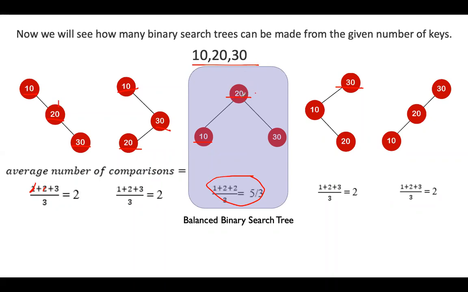And you can see here 20 is greater than 10 and it is less than 30. So this kind of tree we call it as balanced binary search tree. Okay, this is the balanced binary search tree.